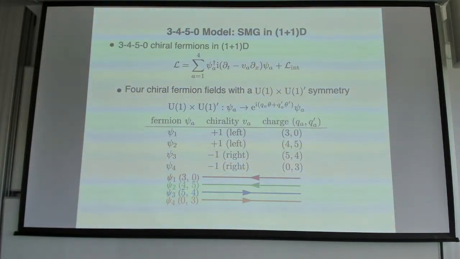What is the origin of this assignment? What's the origin of this assignment? Yeah, I'll explain. Why is it so weird, right? 3, 4, 5, 0. Why not 1, 1, 1, 1?